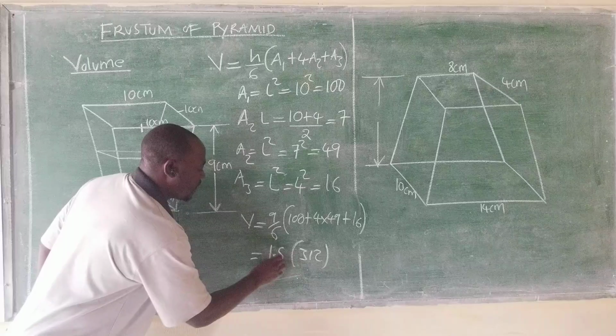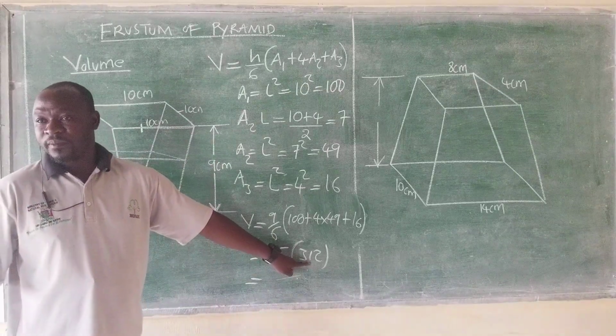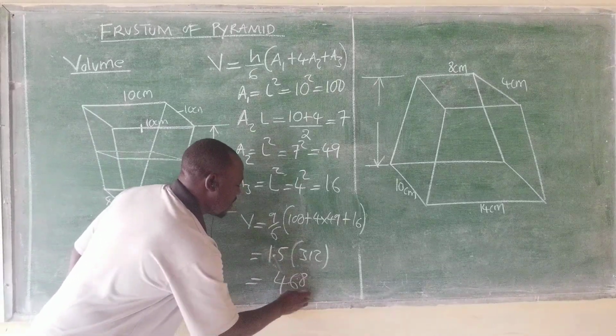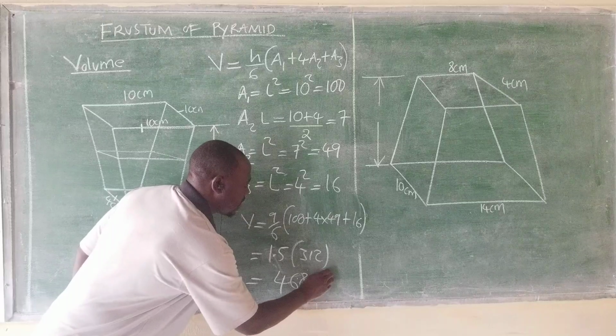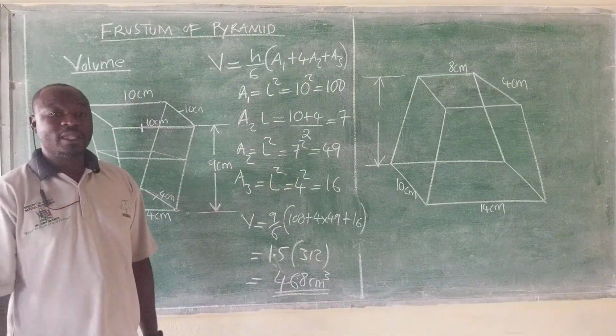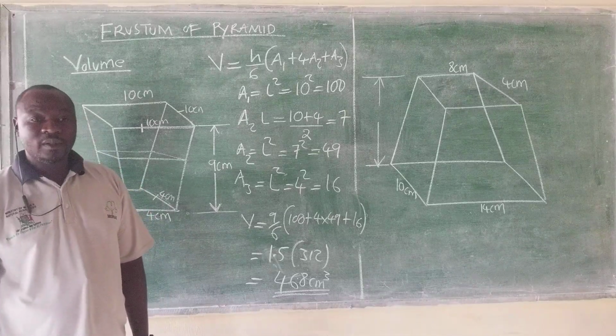Okay, so now you are multiplying 1.5 by 312. 468 centimeters cubed. This is the volume. Is that what you got, Martha? No, sir. I got 4, but 69.